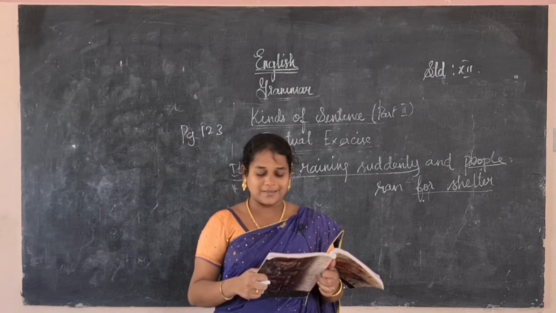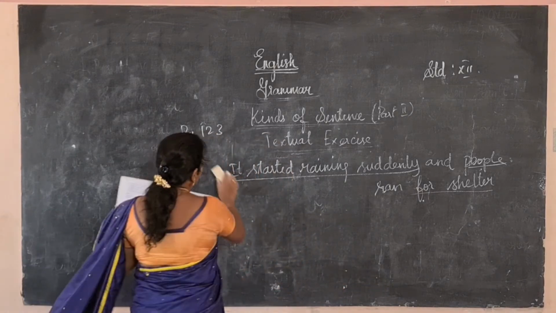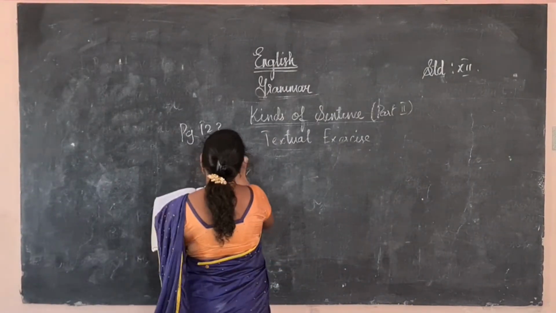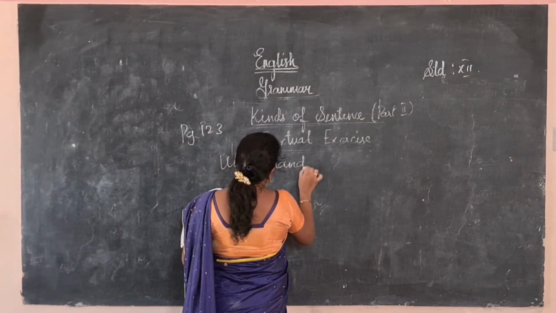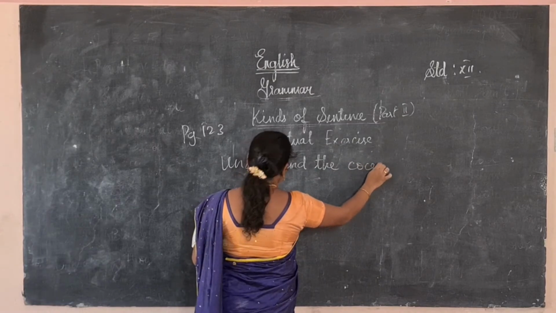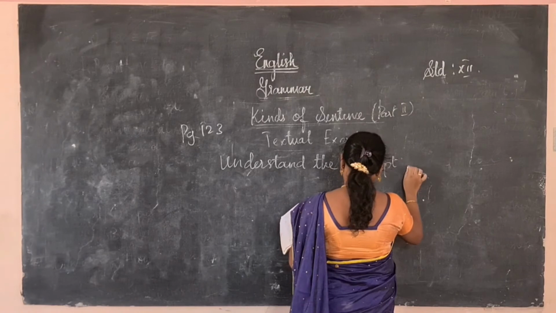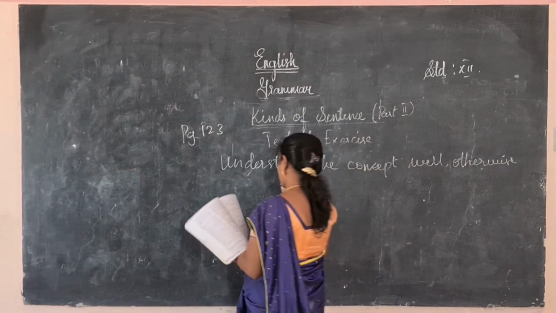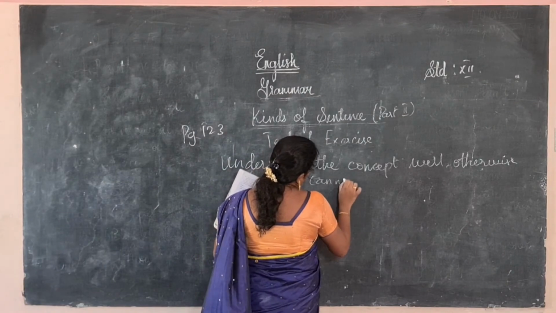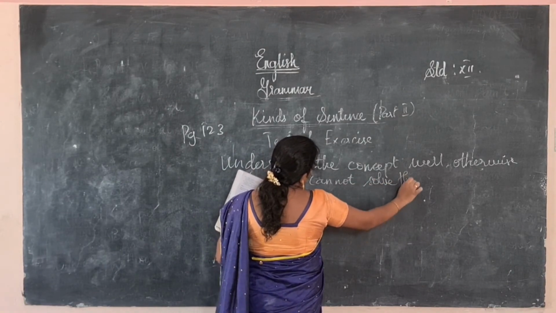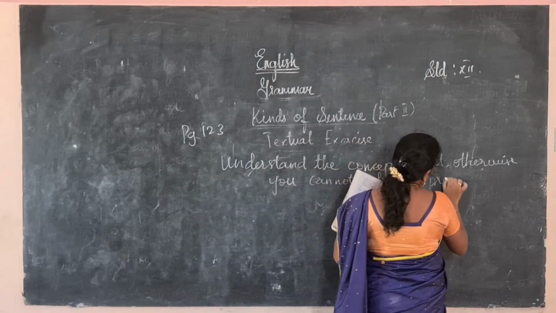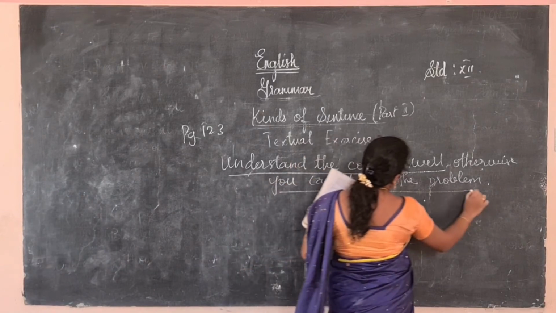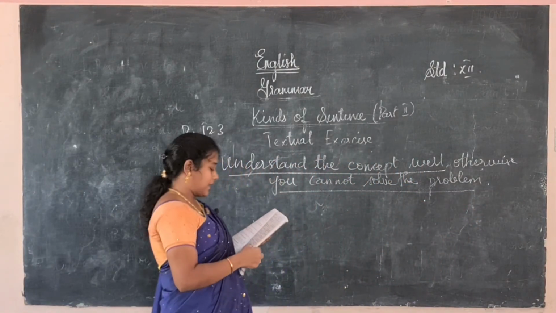Understand the concept well, otherwise you cannot solve the problem. Understand the concept well is one main clause. You cannot solve the problem is another main clause. Otherwise is the conjunction we have used there. Okay, next.